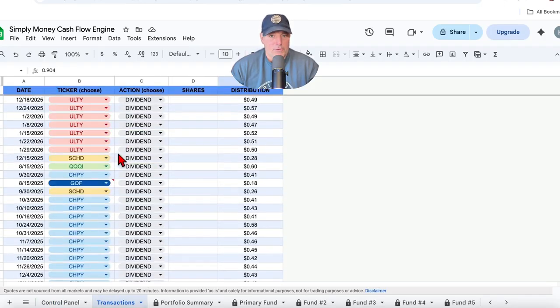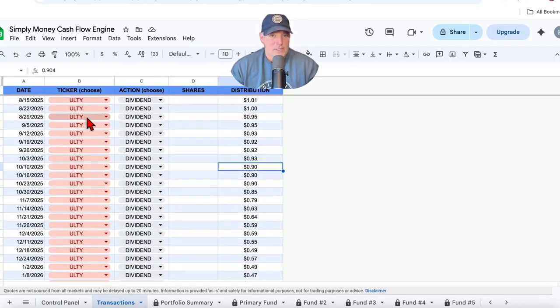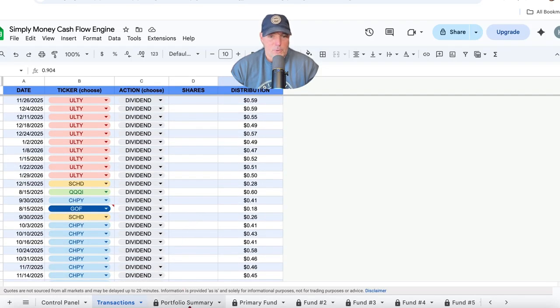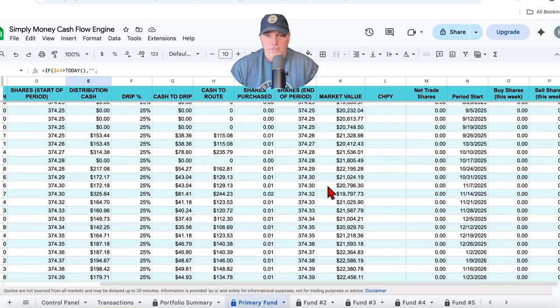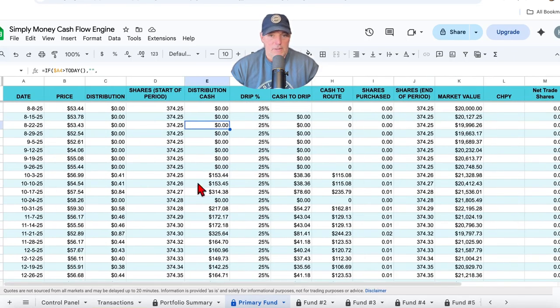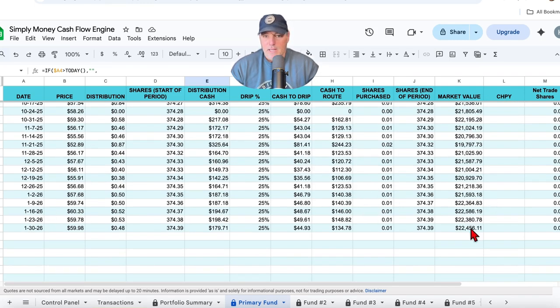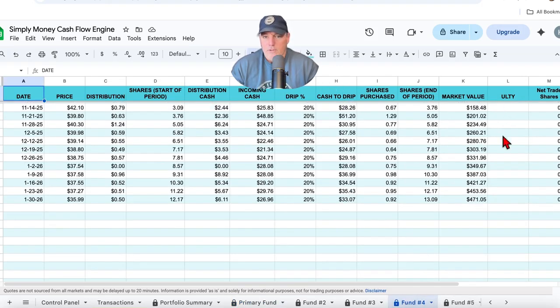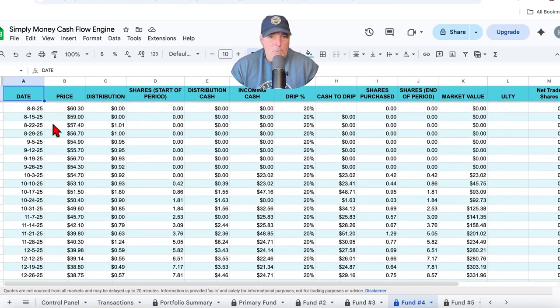As we come over here, the transactions haven't changed. I still implemented what distributions I received per share that you own. And we will go to the primary fund first. So this is now Chippy. You can see it updated it. We didn't change the start date, so everything stays the same on that. It updated the price based on that this is Chippy. You can see the end balance on this is done really well. You're up $2,456. Let's go over here to Fund 4. This is Alti. We started with 0. We're buying into it.